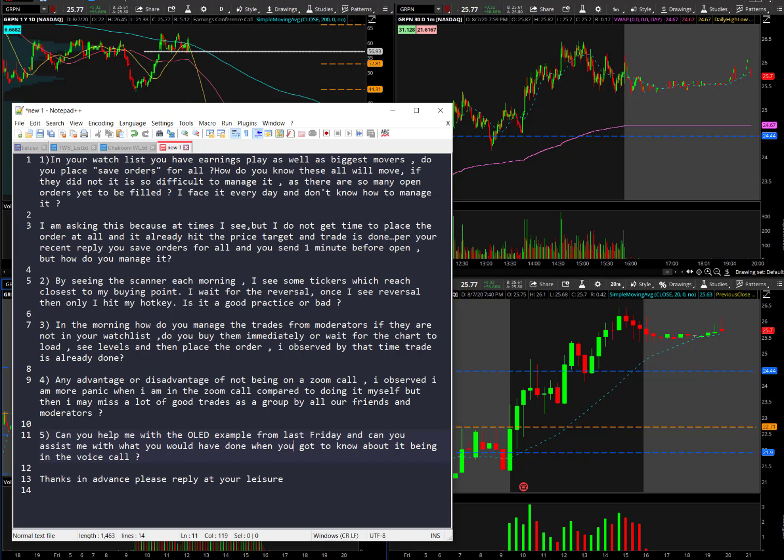Do you place save for all, or how do you know these all will move? No, actually, I don't know. I mean, these levels are really extended levels, and as Adriano calls it, these are all wish levels. So at the open, particularly, I like a stock to come to these levels, so that there is a pretty good chance there's going to be a reversal from there.